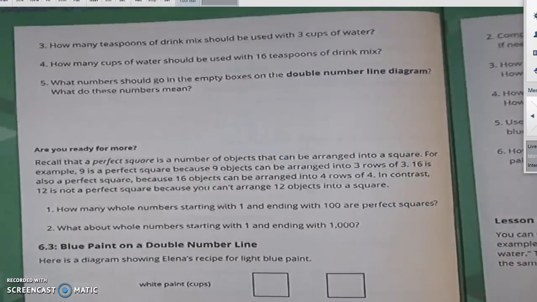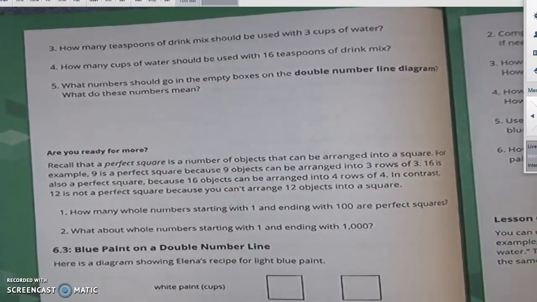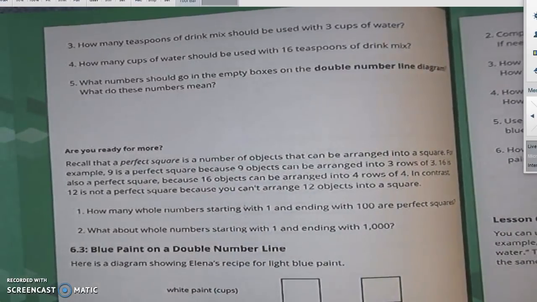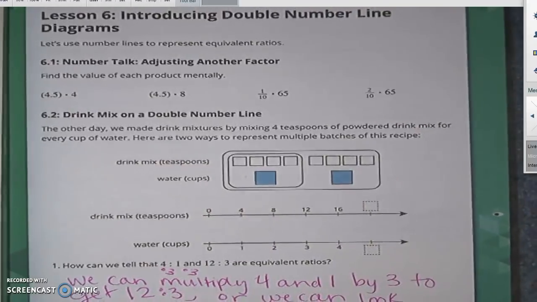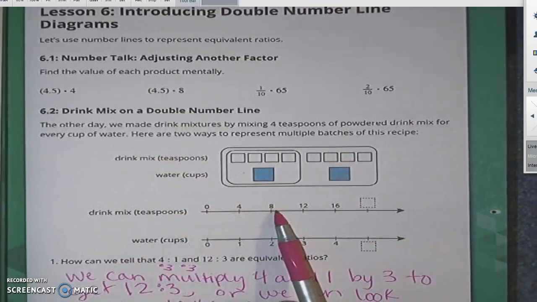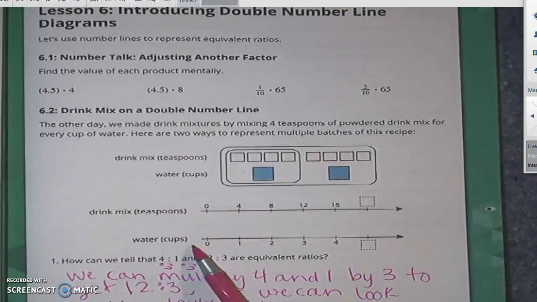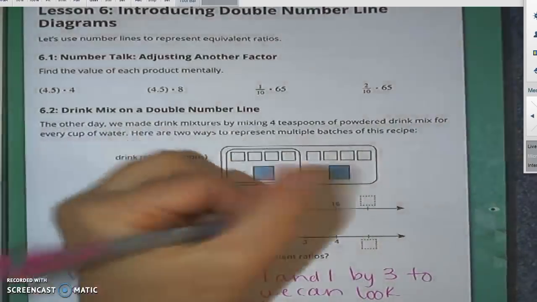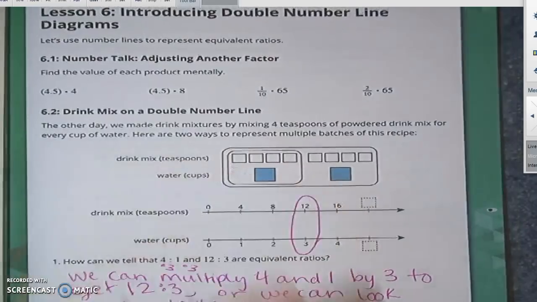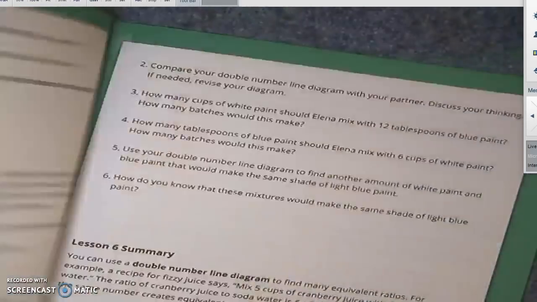Okay, then top of the next page. How many teaspoons of drink mix should be used with 3 cups of water? Okay, so I'm going to go back to this page for a second. How many teaspoons of drink mix should be used with 3 cups of water? Well, I'm going to use my double number line. There's my 3 cups of water, so it would be 12 teaspoons.